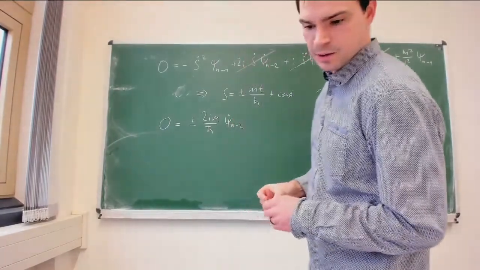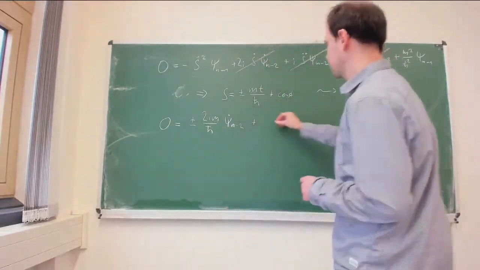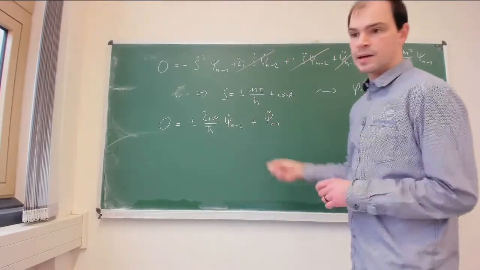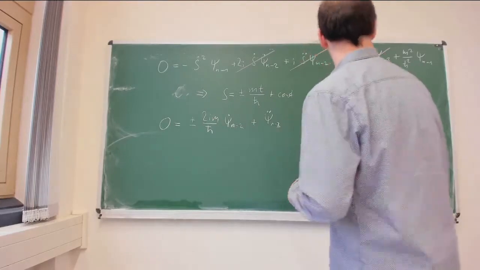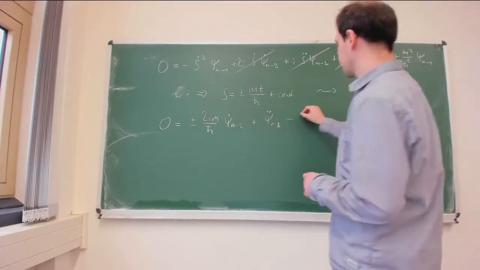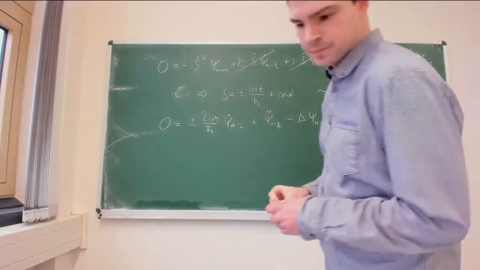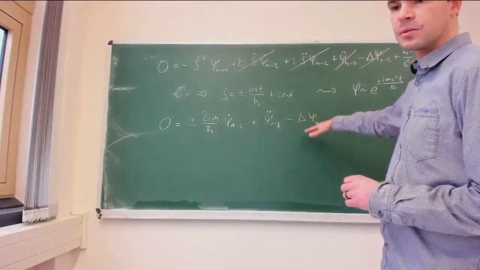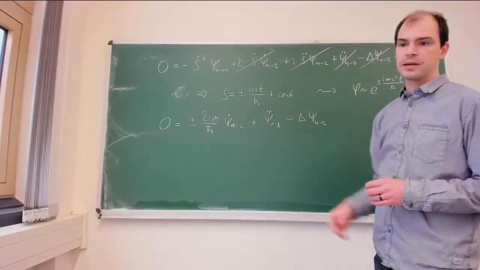Psi dot n minus 2 plus second time derivative at n minus 3 minus this Laplacian term. And this is now the equation that we are left with, that we can solve now at order n equals 2, n equals 3, and so on.